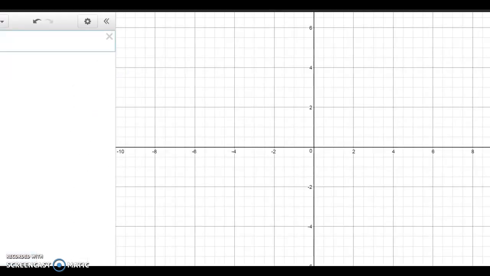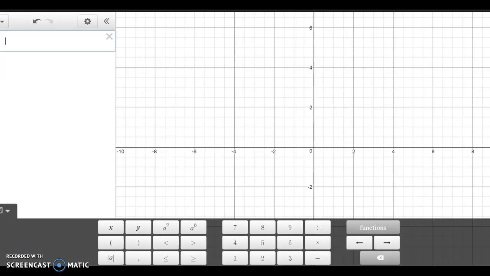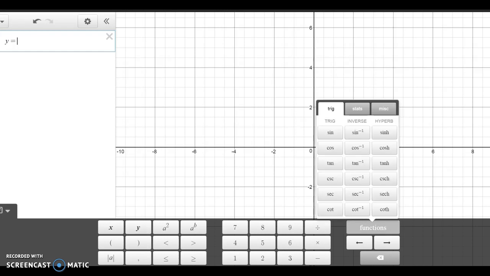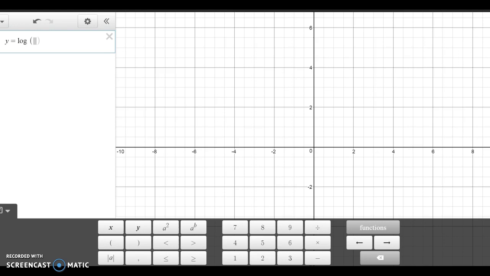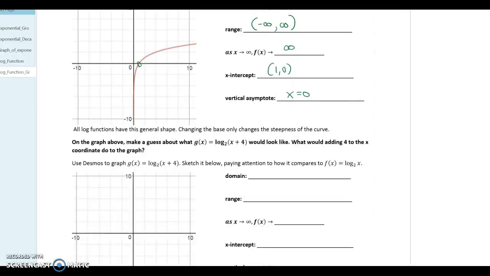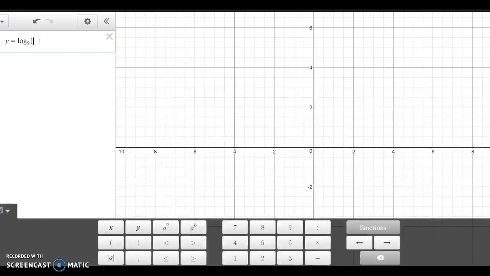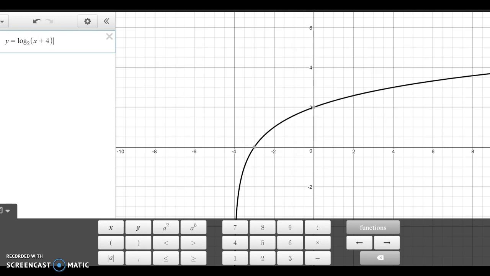So let's go to Desmos, and we'd have y equals log. So we're going to press our functions, and we should be able to look at different functions in here. So there's log base a, so we can change that to log base 2. And again, in our equation, we're going log base 2 of x plus 4. So parentheses x plus 4. Finish off that parentheses. And lo and behold, it does look like it's been moved to the left 4.